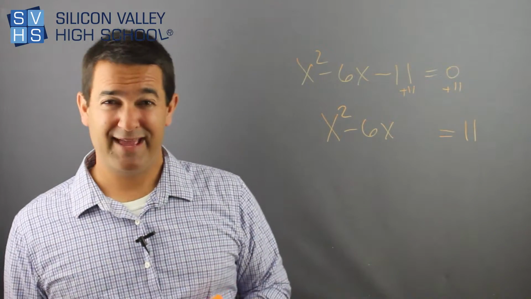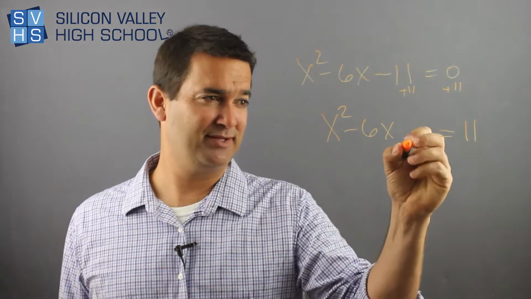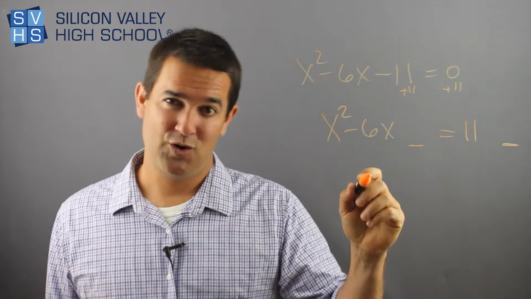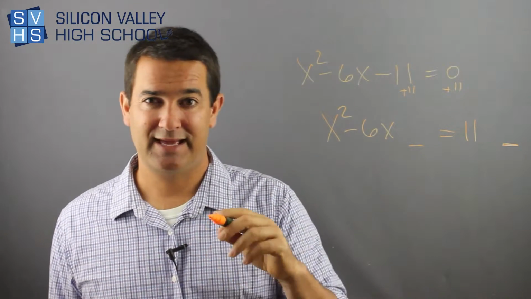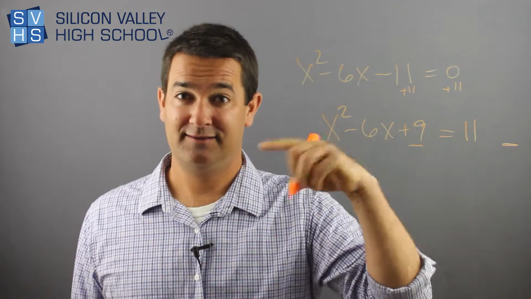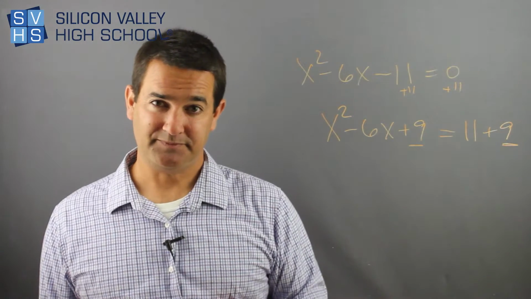Okay, now I'm going to bring in a new number. That number is not random. I'm going to bring in a special number to both sides. And remember, it's half this guy squared. What's half of negative 6? Negative 3 squared, plus 9, little Spanish lesson, plus 9 on both sides.